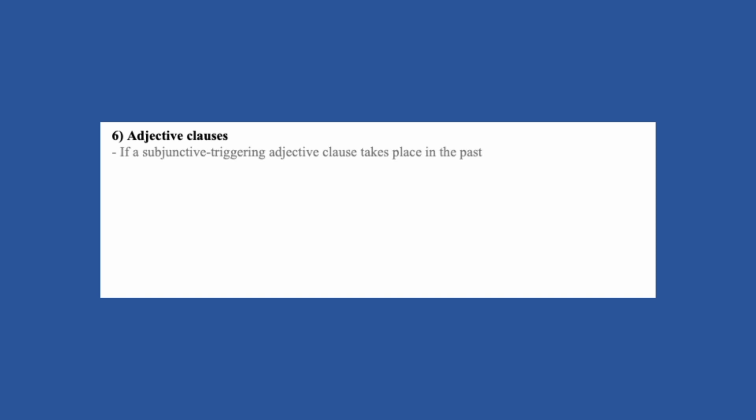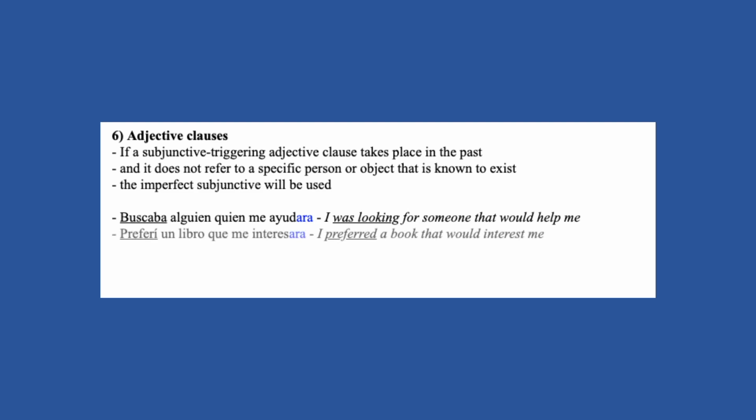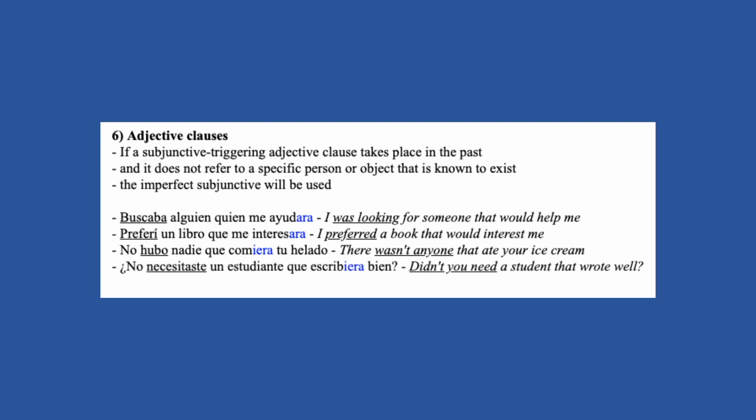If a subjunctive activating adjective clause takes place in the past and does not refer to a specific person or object that is known to exist with certainty, then the imperfect subjunctive will be used. Buscaba a alguien que me ayudara. Preferí un libro que me interesara. No hubo nadie que comiera tu helado. ¿No necesitaste un estudiante que escribiera bien? ¿No conocíamos a nadie que hablara portugués?